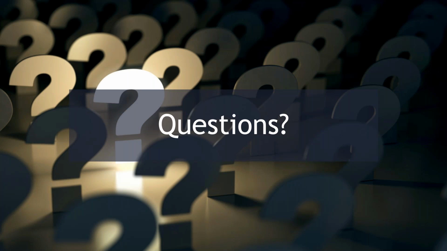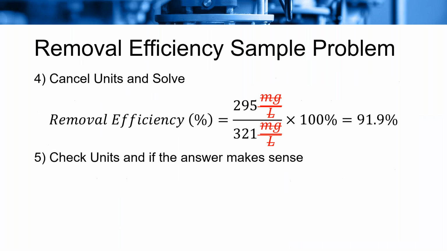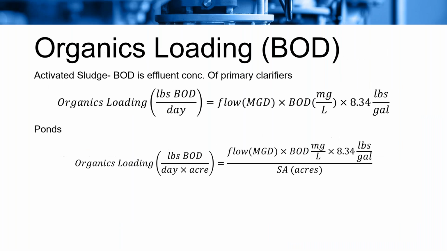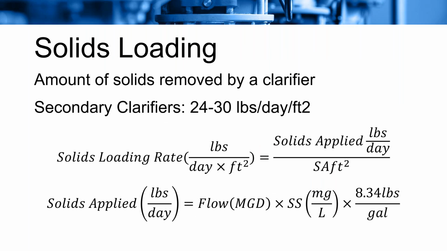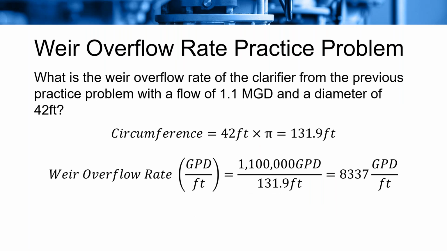There was a question about the weir overflow, about whether the answer should have been 8337 gallons per day per foot or 8340.9, which I answered in the chat, but basically the issue there was how you calculated pi, whether you use the actual value for pi or 3.14 or 3.149.